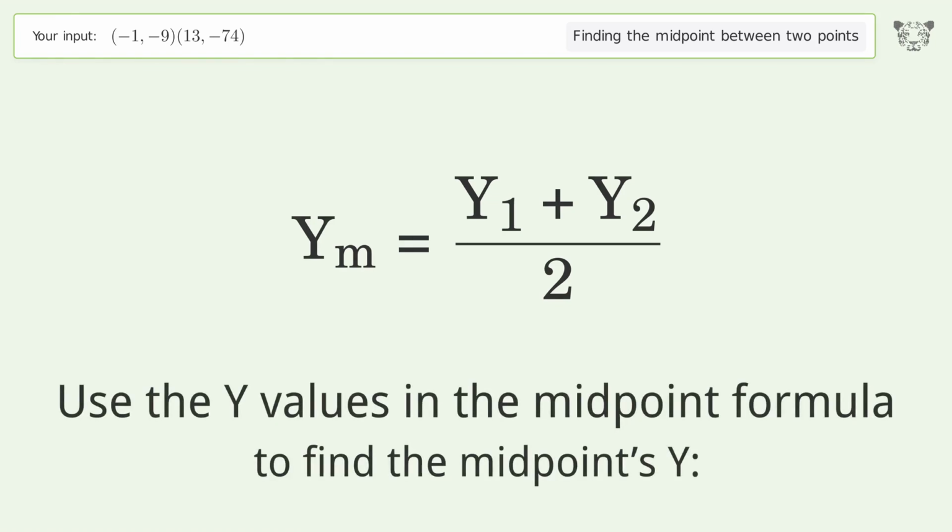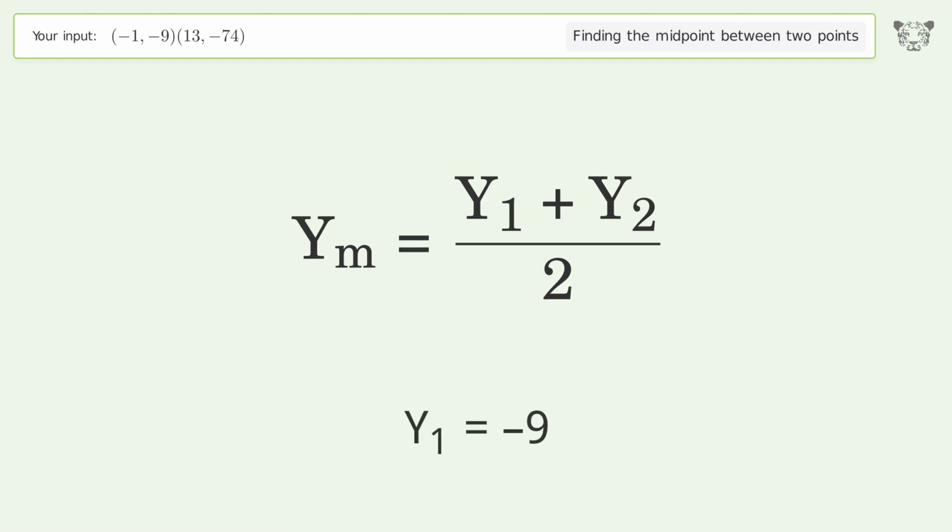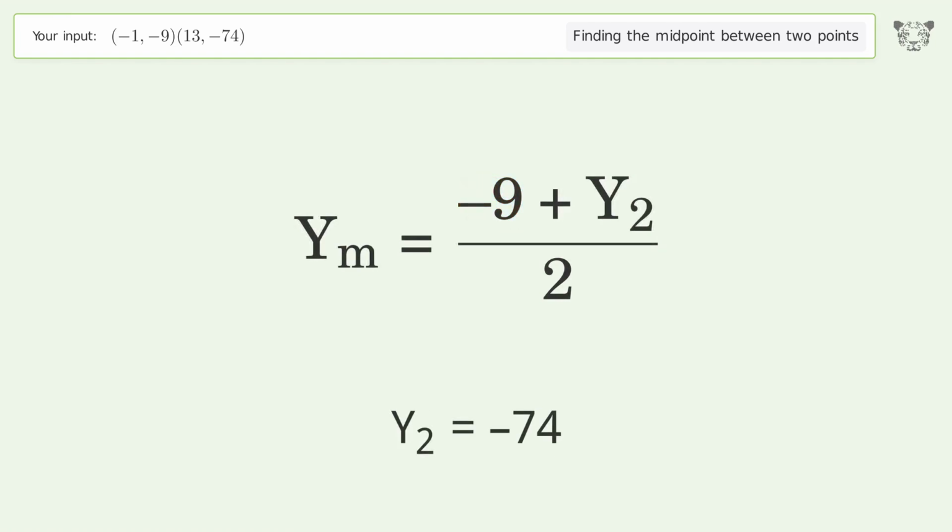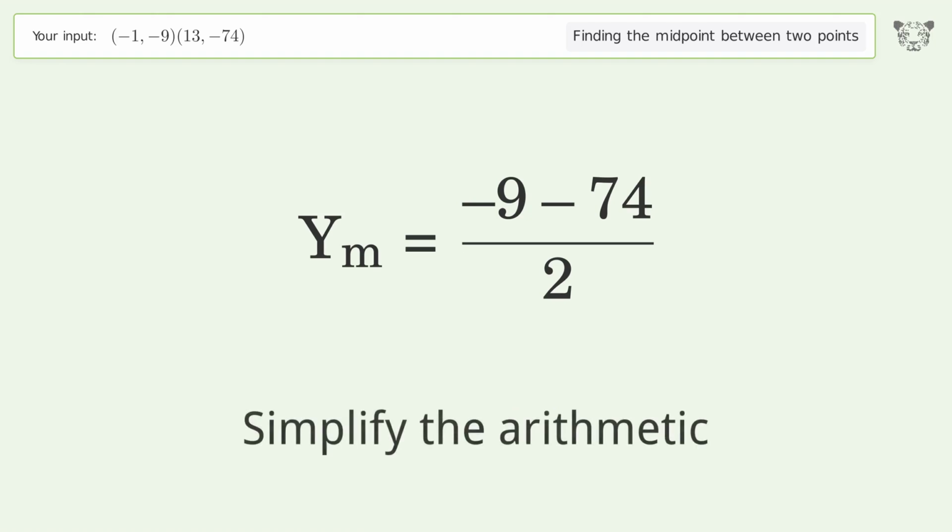Use the y values in the midpoint formula to find the midpoint's y. y1 equals -9. y2 equals -74. Simplify the arithmetic.